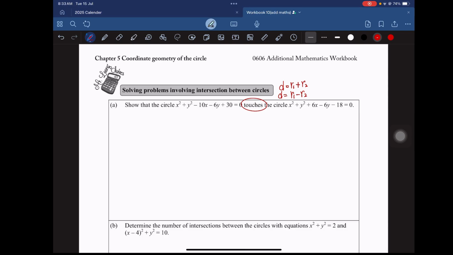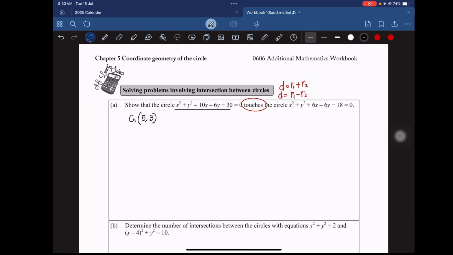Okay? So let's say this equation I call the first equation: x squared plus y squared minus 10x minus 6y plus 30 equals 0. Now, from here, what is the centre? Let me call it C1. The centre is negative 10, take out the sign, it becomes positive 10, then you divide by 2, so it's 5, comma, negative 6, it becomes 6, divide by 2, so it becomes 3.